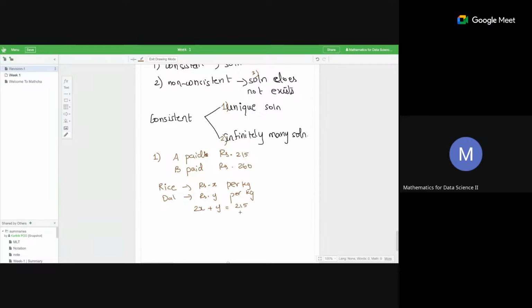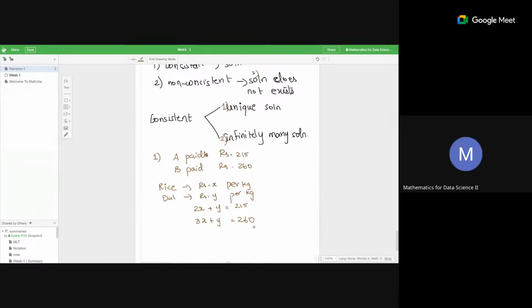A buys 2 kg of rice and 1 kg of dal. Okay, now I'm saying the scenario, tell me the equation. Now B buys 3 kgs of rice and 1 kg of dal. What is the equation then? 3x plus y equals 260.